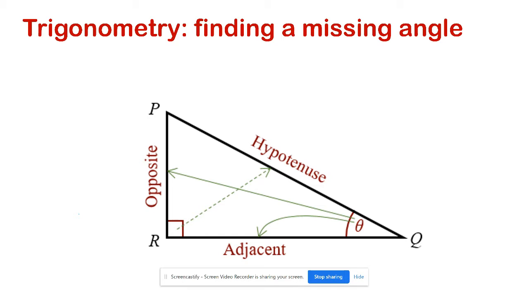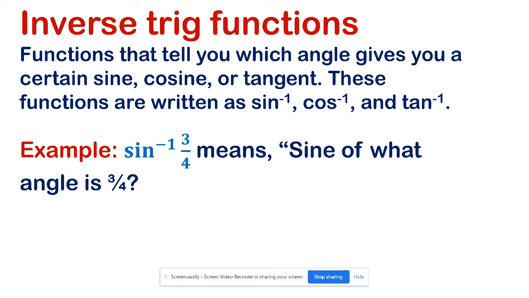tangent to find missing angles. And so what this is going to involve is something called inverse functions. And here's what they look like. So you see these right here. You'll have sine, cosine, or tangent with this little -1.